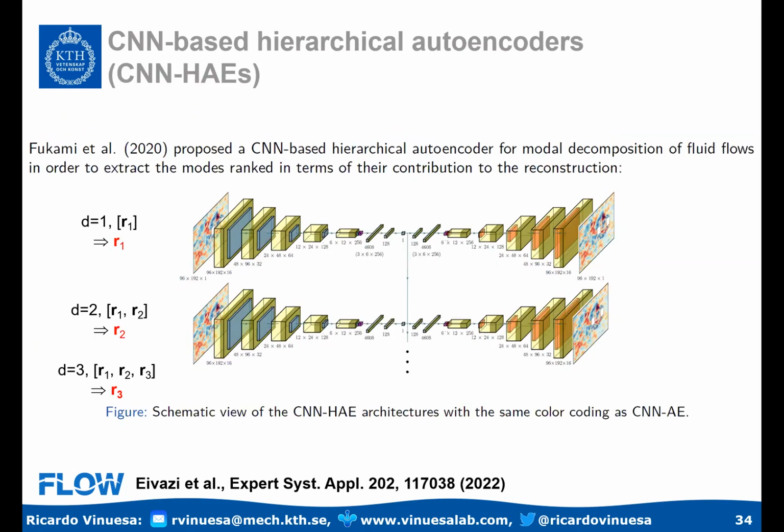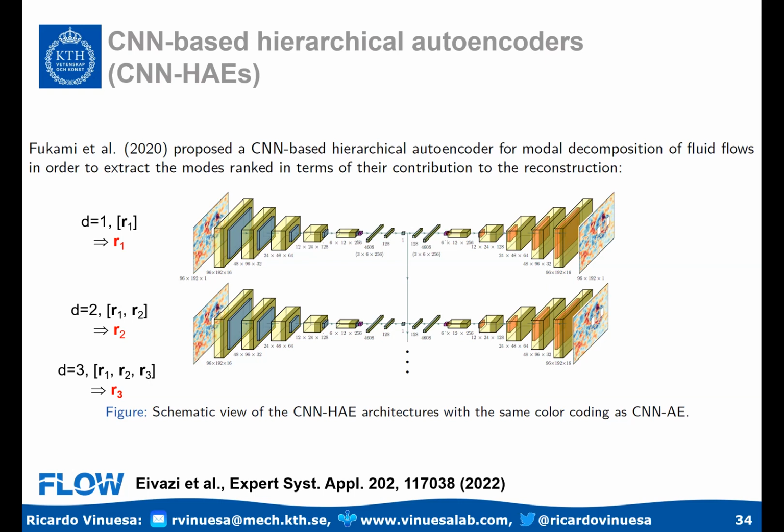The possibility of ranking the modes in terms of the reconstruction is something that Fukami and others address. This is Koji Fukagata's group, using the framework of hierarchical autoencoders. In the hierarchical autoencoders, you start with one autoencoder and the latent space is fixed to a dimension of 1. So you will only get one latent vector. This is R1. So this is my first autoencoder. Then you create another autoencoder with a dimension of 2 in the latent space, and you fix the first vector that you obtained before. So R1 is fixed.